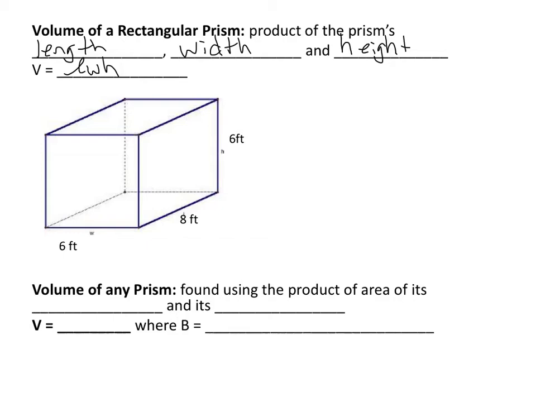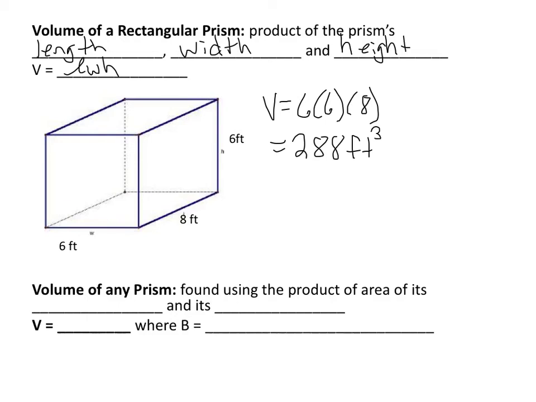So for here, we have a length of 6, a width of 8, and a height of 6. So our volume is just equal to 6 times 8, and the order really doesn't matter, remember. So we have 6 times 6 times 8. This would hold 288 cubic feet in that box.